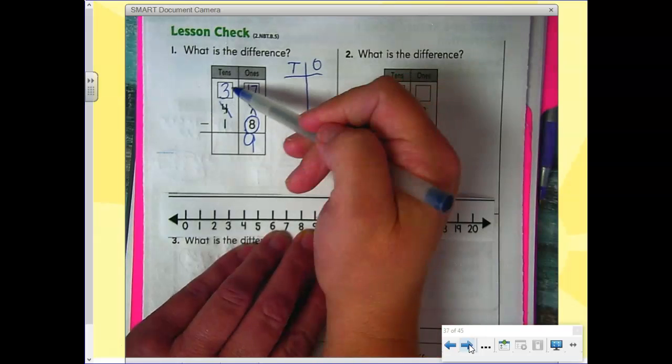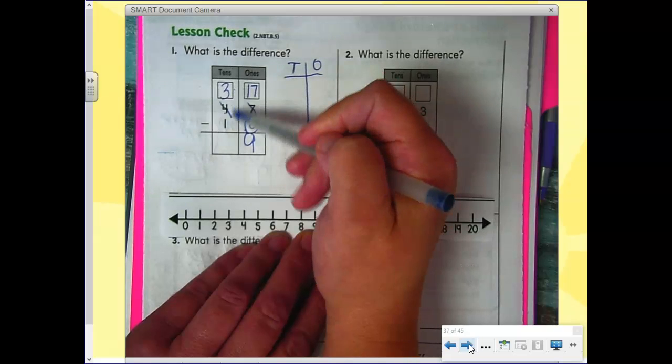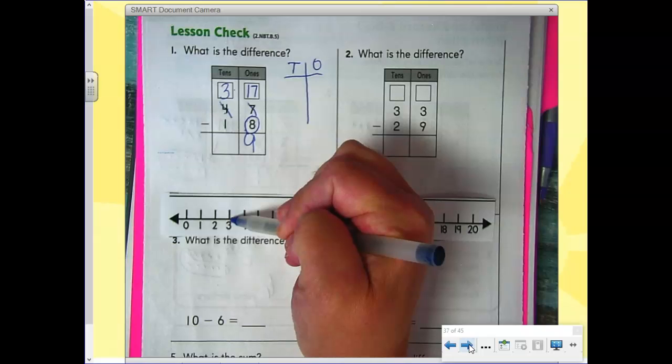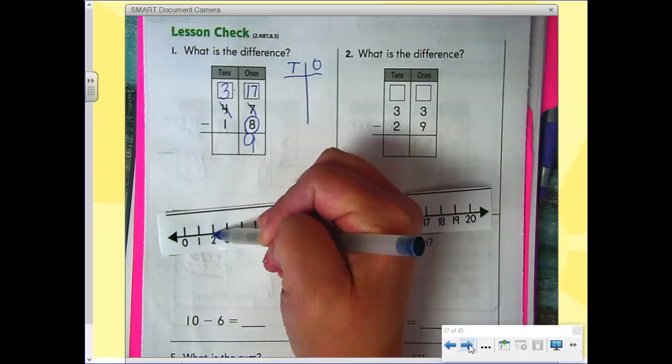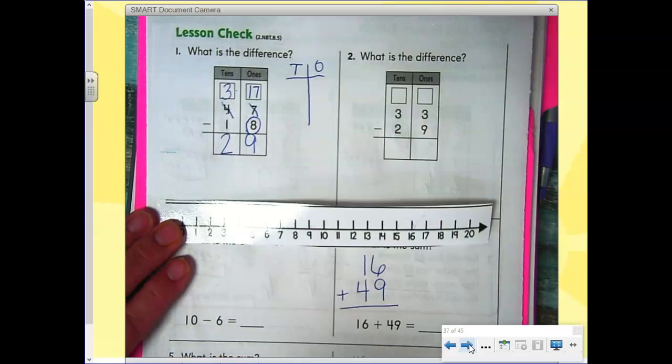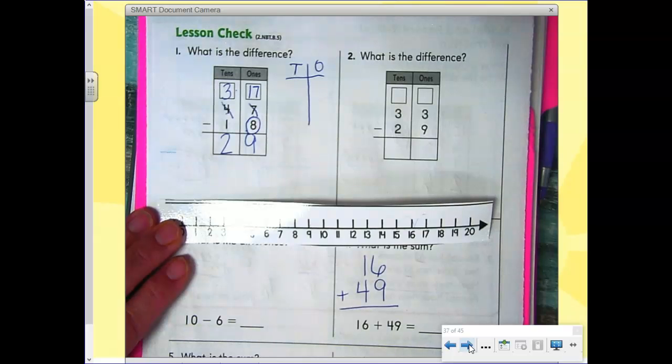All right, now go to your tens place. 3 minus 1. 3. How many do we hop? Hop back 1. What's our answer? 2. The answer is 29.